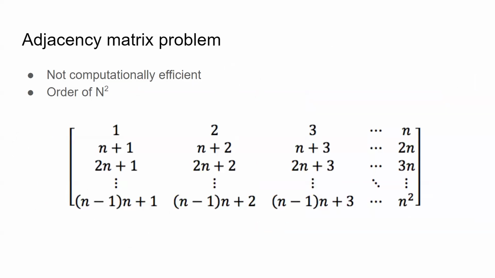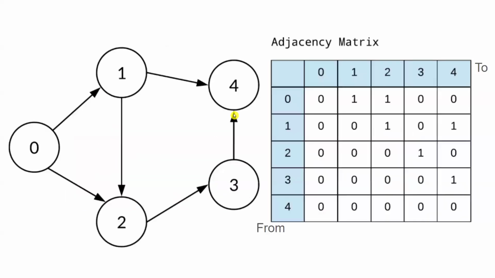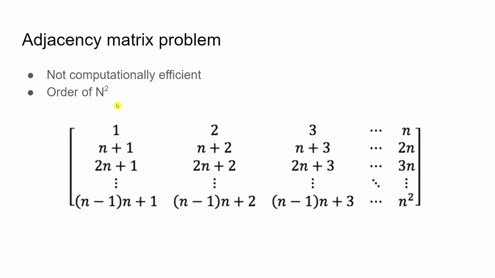The problem with this matrix, and one of the challenges when you're going to do neural networks with this kind of thing, is that it's not very computationally efficient because it's of order n squared. Let's say you have 5 nodes, then you have a matrix which is 5 by 5. That's not very efficient for computing n squared stuff.